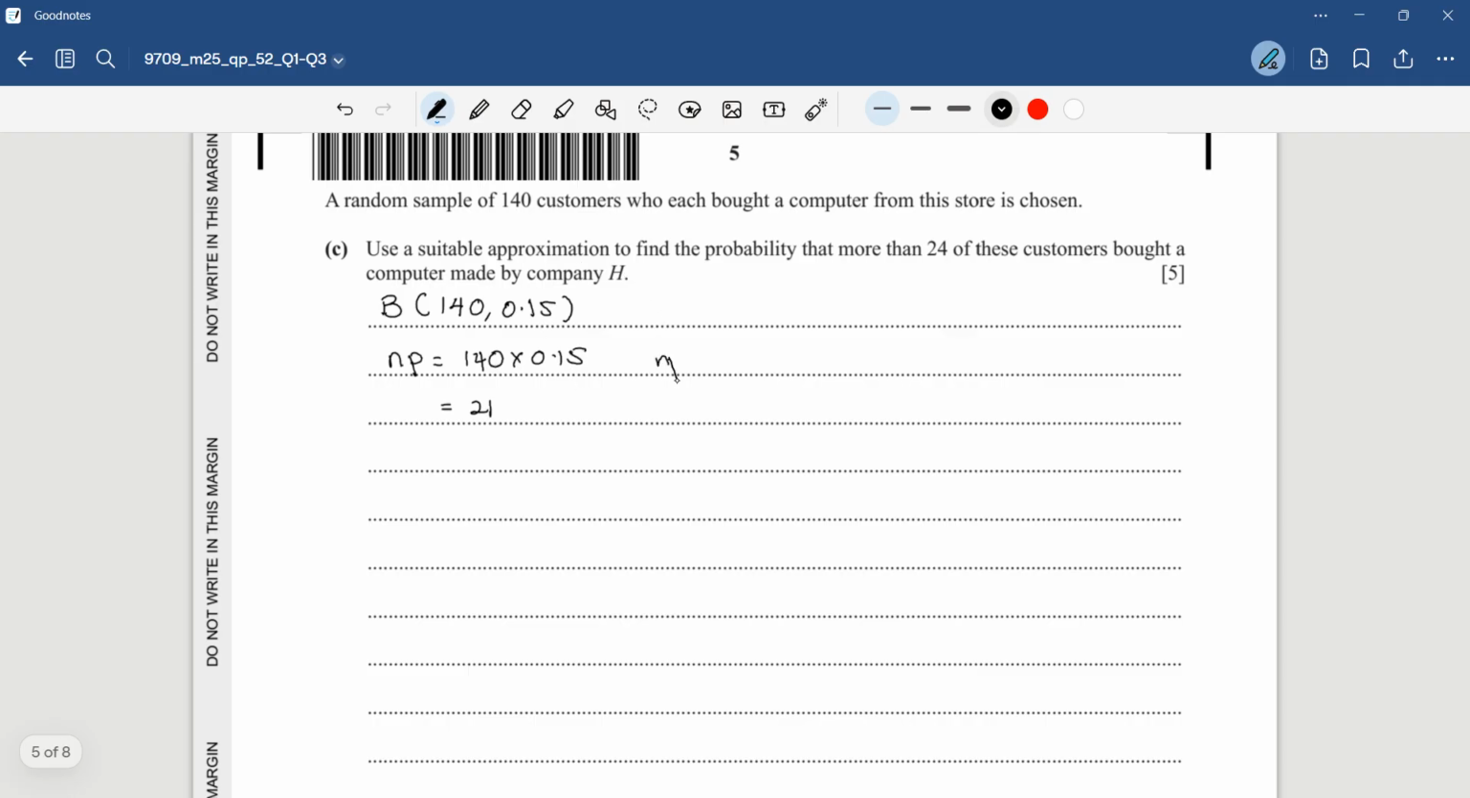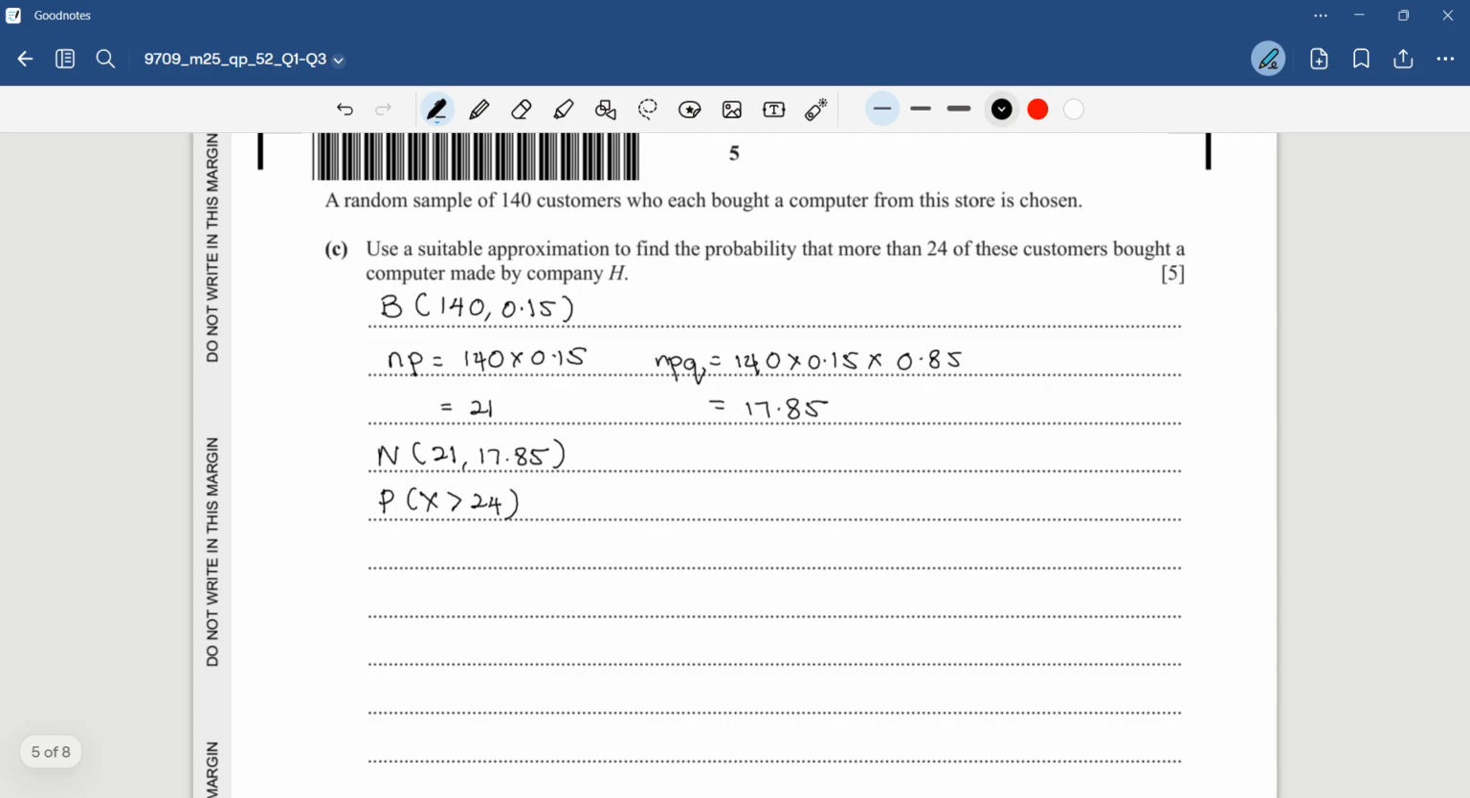So npq is going to be 140 multiplied by 0.15 multiplied by 0.85, so you will get 17.85. Therefore, it's going to be a normal distribution with mean 21 and variance 17.85. And then we find the probability x more than 24.